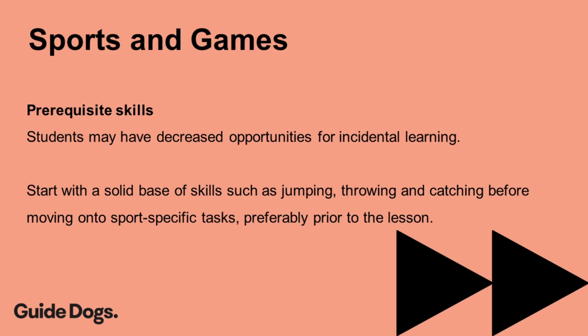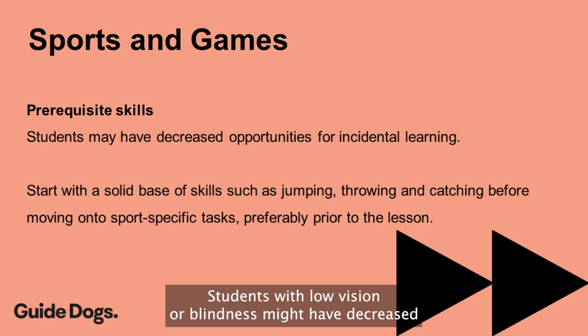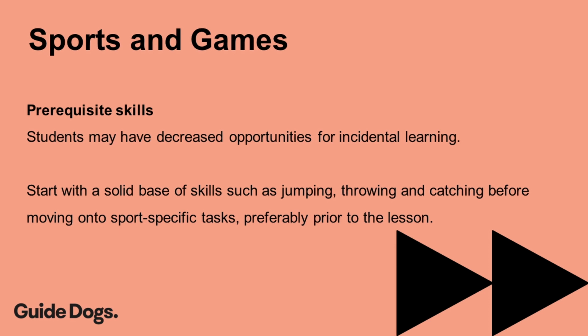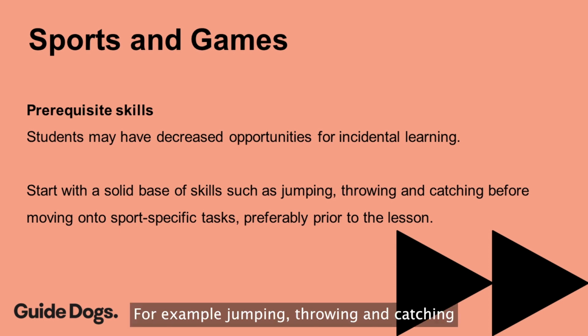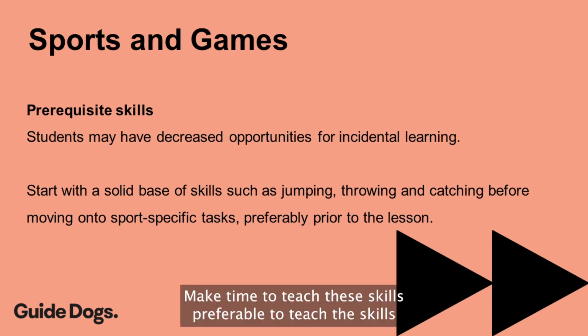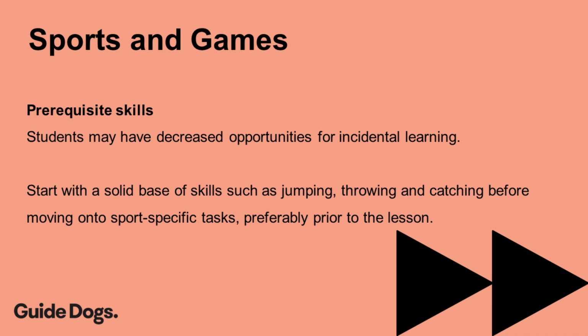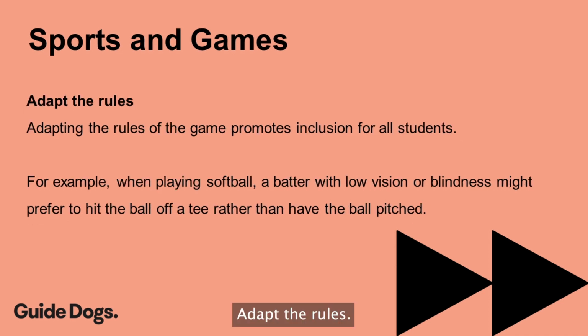Prerequisite skills. Students with low vision or blindness might have decreased opportunities for incidental learning. Start with a solid base of skills, for example, jumping, throwing, and catching, before moving on to sport-specific tasks. Make time to teach these skills, preferably prior to the lesson so the student is not removed from the class.